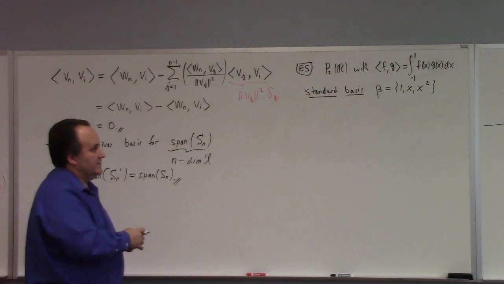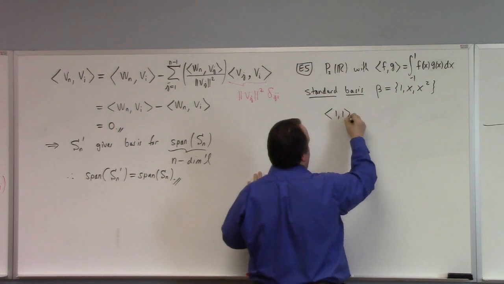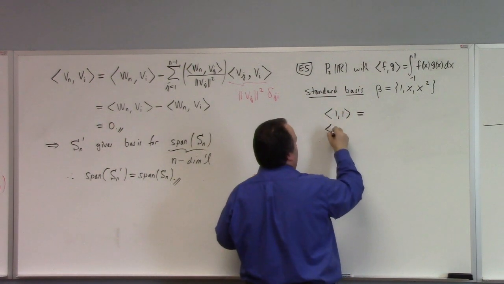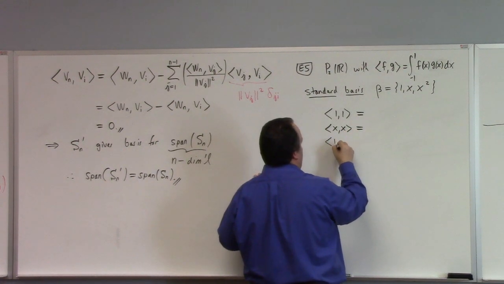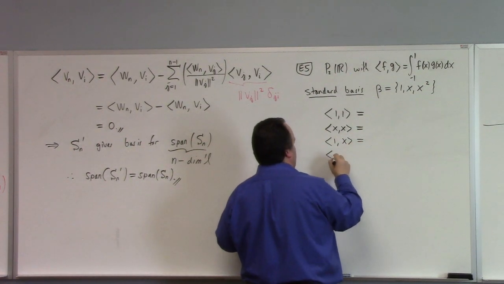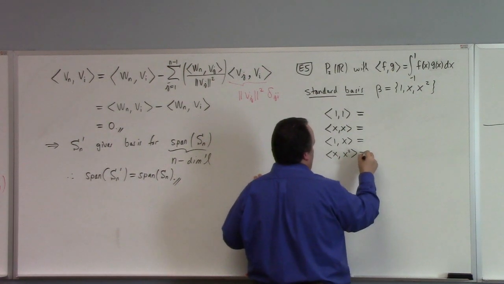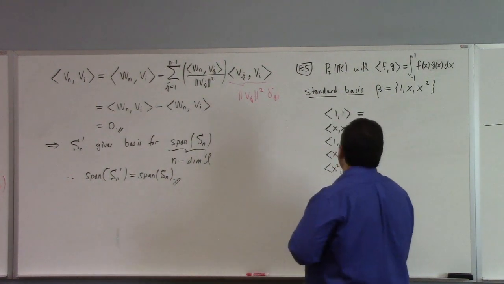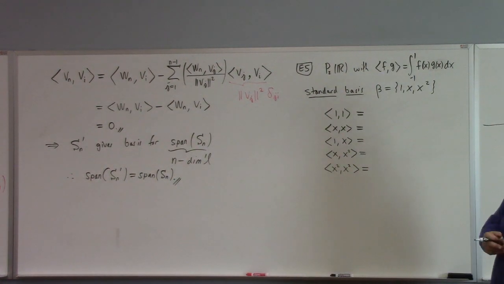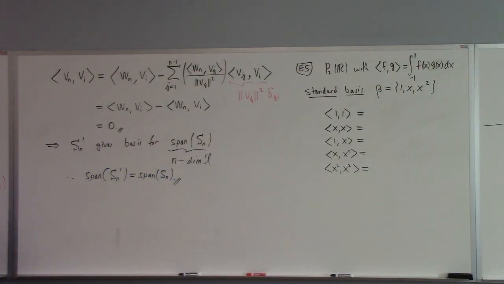Right? So let's find out. What's the inner product of 1 and 1? What's the inner product of x and x? What's the inner product of 1 and x? What's the inner product of, oh, I don't know, x and x squared? What's the inner product of x squared and x squared? Can you guys work these out? Shouldn't be hard.